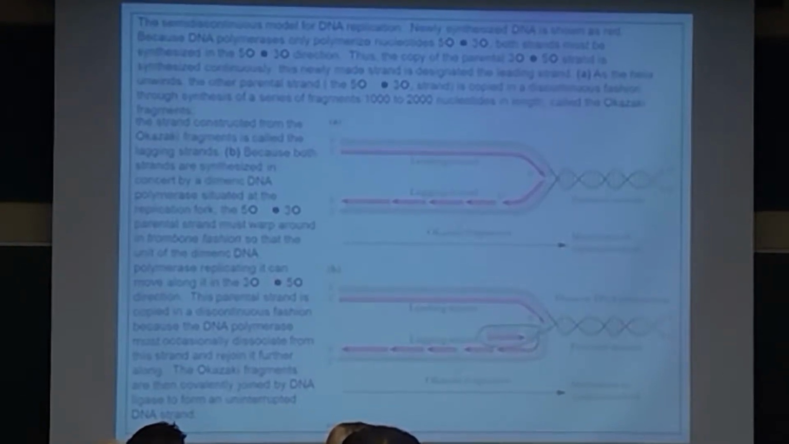So how many enzymatic activities are present in Pol 1? 3. 2 or 3? 3. It has 3. What are the 3 activities?